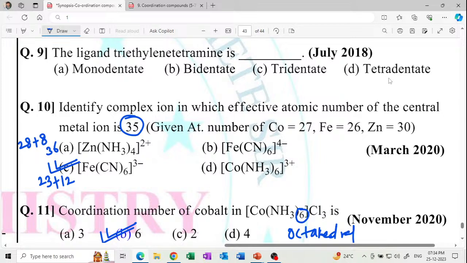Fe, how much? Fe is 26. And what is the oxidation state? Plus 2 for Fe. Cyanide is minus 6, minus 4 for me, plus 2 for Fe. So this is 24. 24 plus 12 is equal to 36. Get it? Then cobalt. Cobalt atomic number 27. So it loses how many electrons? That's 3. So 27 minus 3, how much? 24. And the ligand donates 12 electrons, 6 into 2. That's 12. So this value came as 36. Get it? So option number C is correct.